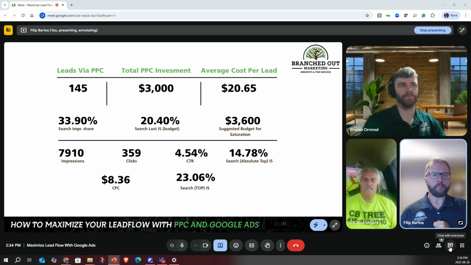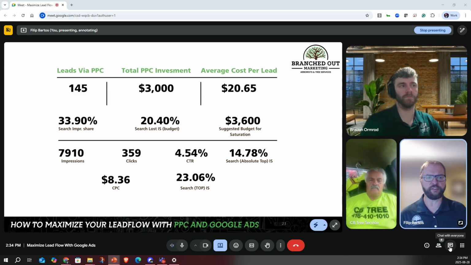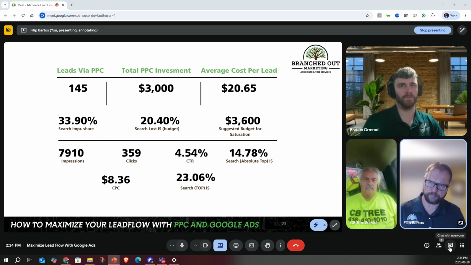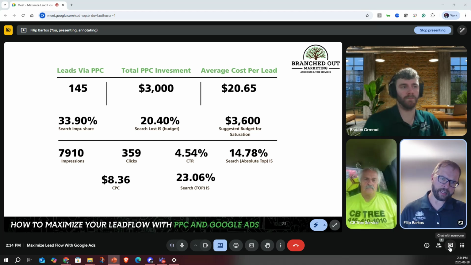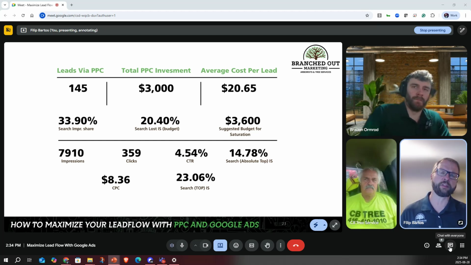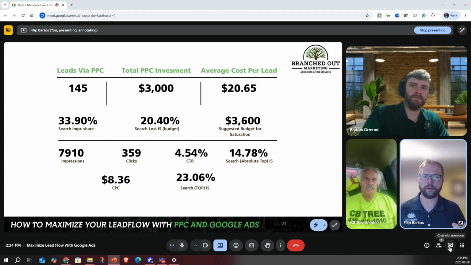The 14.78% that we have is the absolute top impression share, which means how many times our ad is the first ad that appears. We don't want that to be 100%. It might be a little bit counterintuitive, but we want to make sure that we're in the top 2 to 3, but not necessarily in the top spot, because the amount that you are going to be paying for that top spot is typically a lot higher than for the second and third spots. Next metric is the cost per click, and that's $8.36.